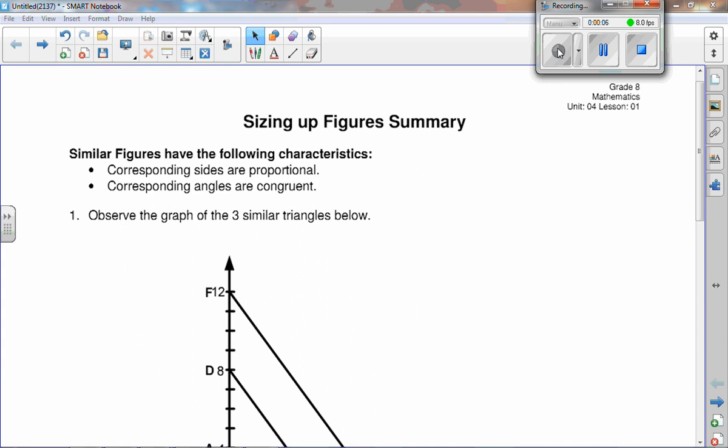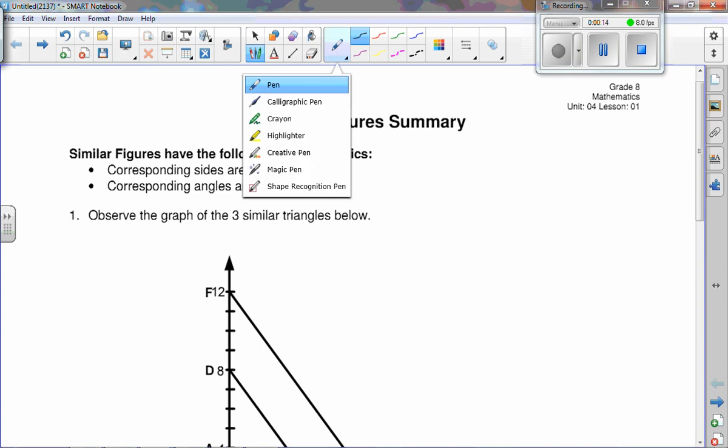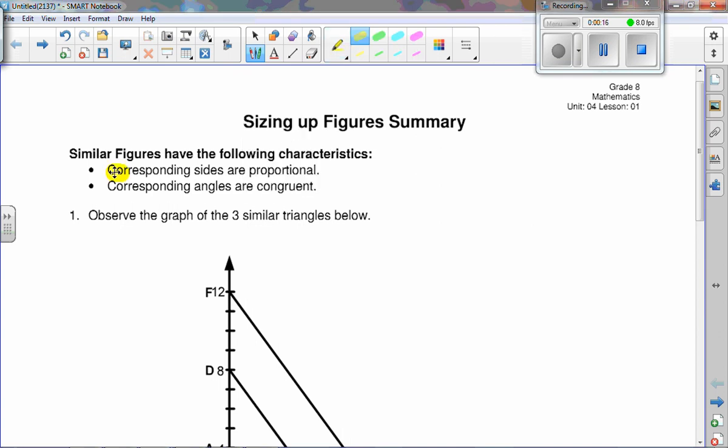The first thing that you need to remember is corresponding sides are in fact proportional. Also, corresponding angles are congruent. Let's look at number 1. Observe the graph of the 3 similar triangles below.